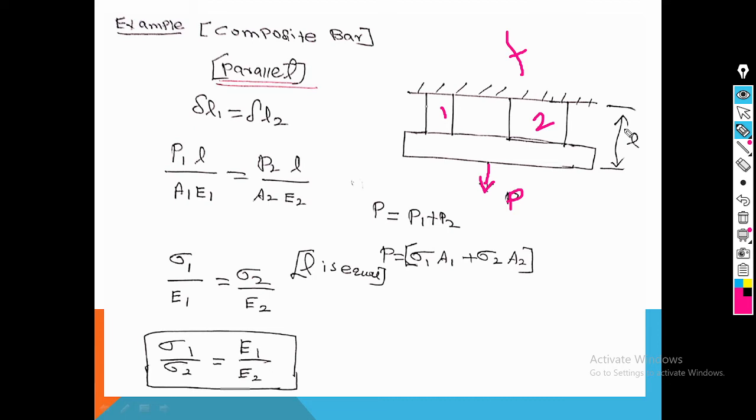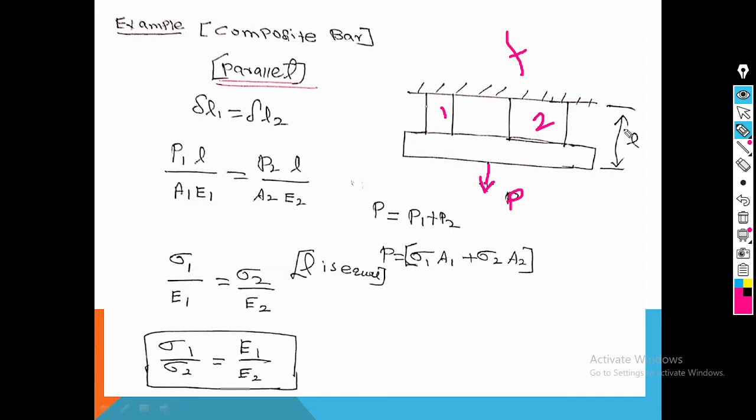Suppose it is the same material or different material, the deflection is equal. So del L1 equals del L2. Del L1 is P1 L divided by A1 E1, equal to P2 L divided by A2 E2. Suppose P is the load, then there is sharing of loads. P equals P1 plus P2, so P equals sigma 1 A1 plus sigma 2 A2.